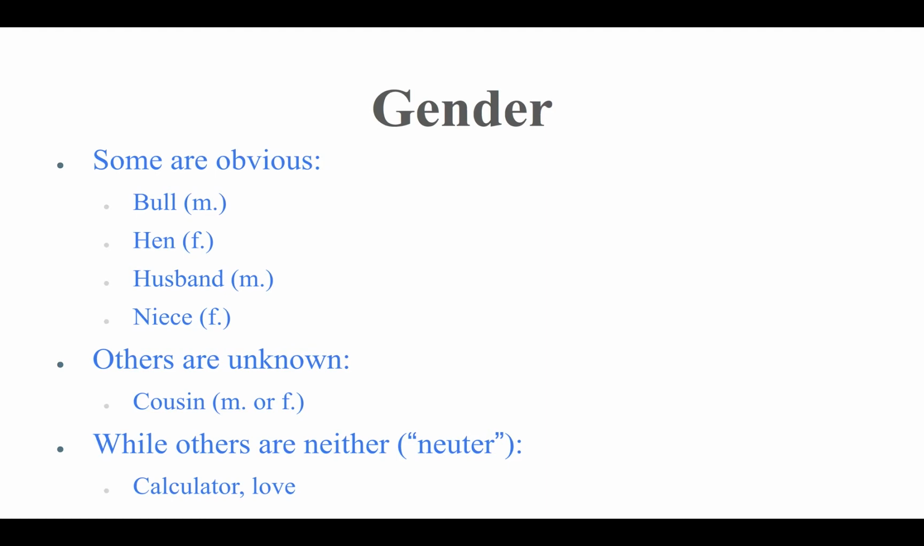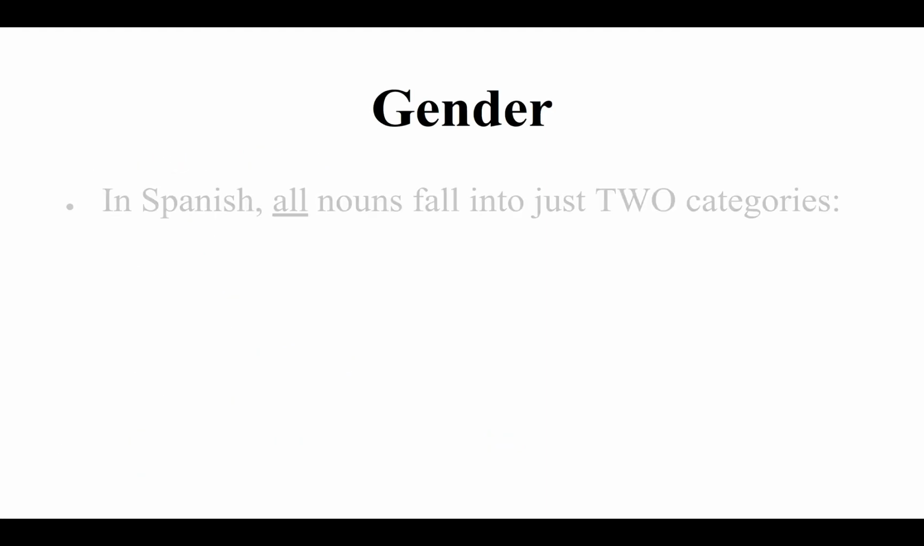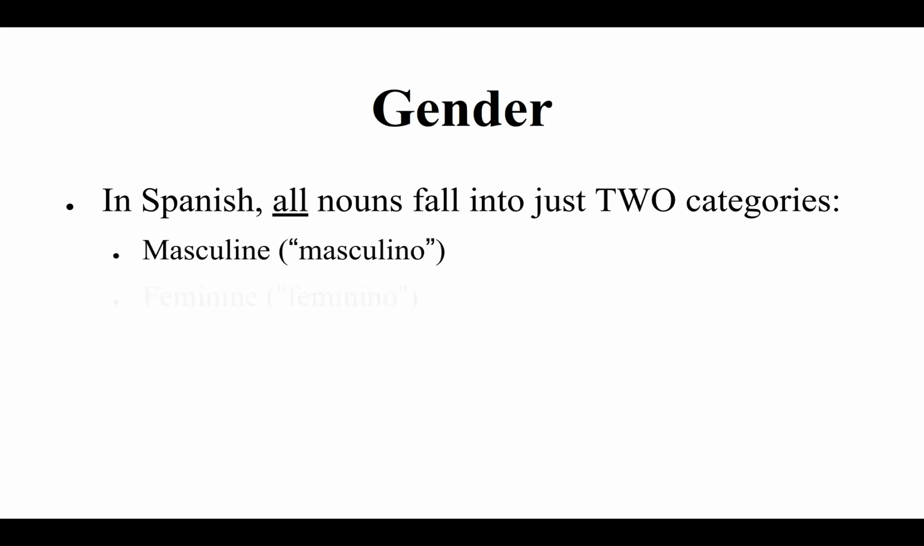However, you're going to see in Spanish that even words like calculator or computer are going to be categorized as either masculine or feminine in the Spanish language. In Spanish, all nouns, which are people, places, and things, are going to be categorized in two ways: masculine and feminine. That means, yes, even a computer is going to be categorized as a male or female.